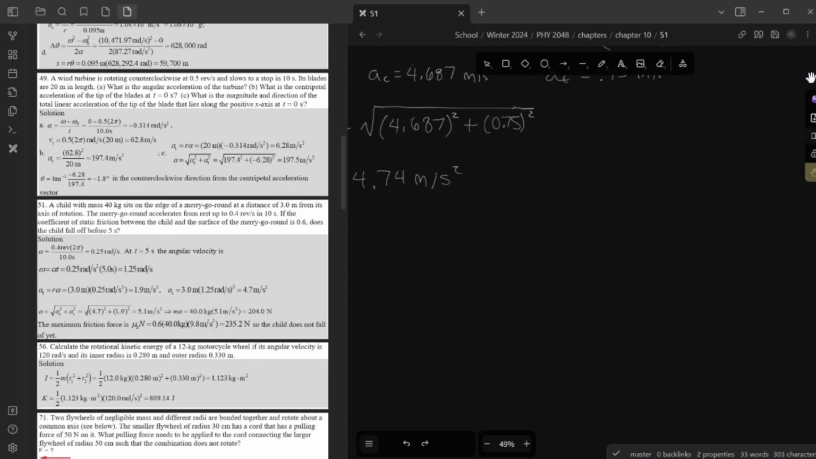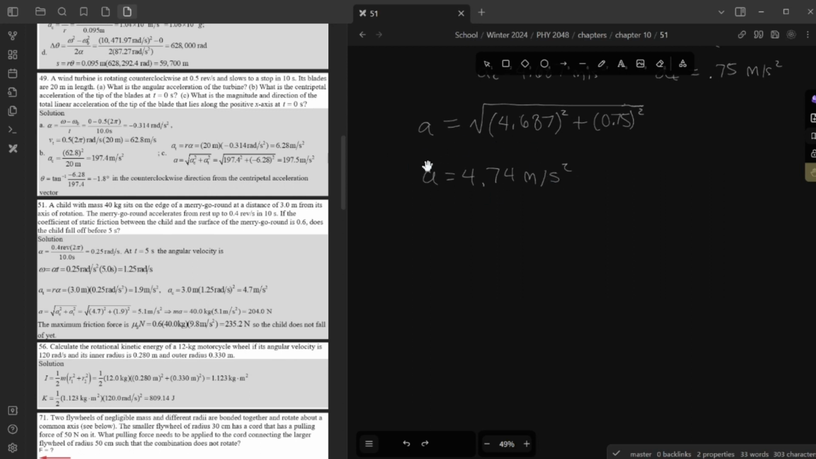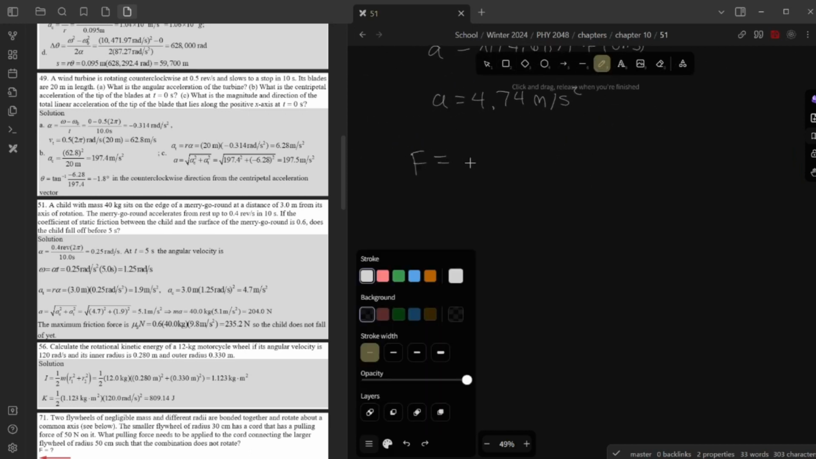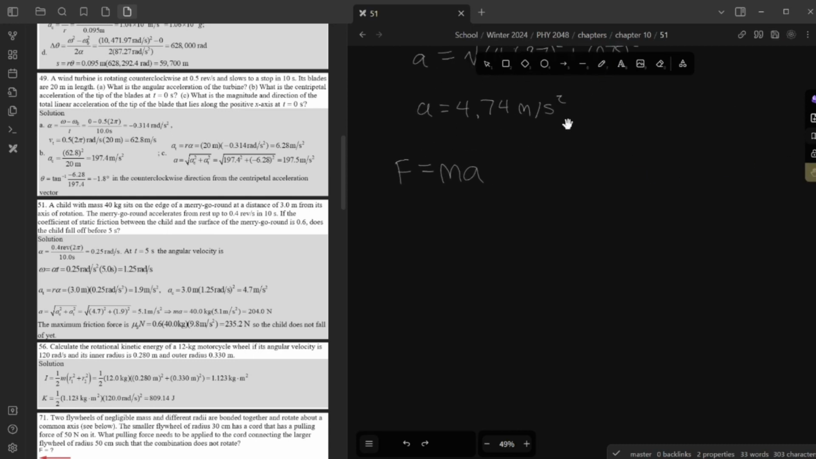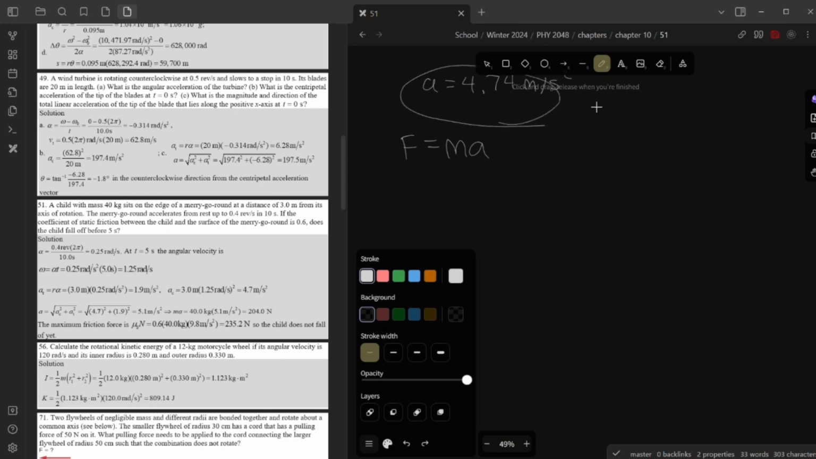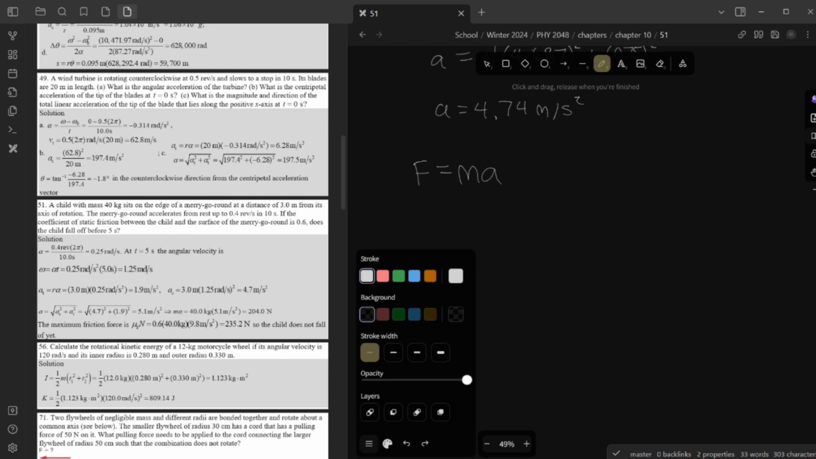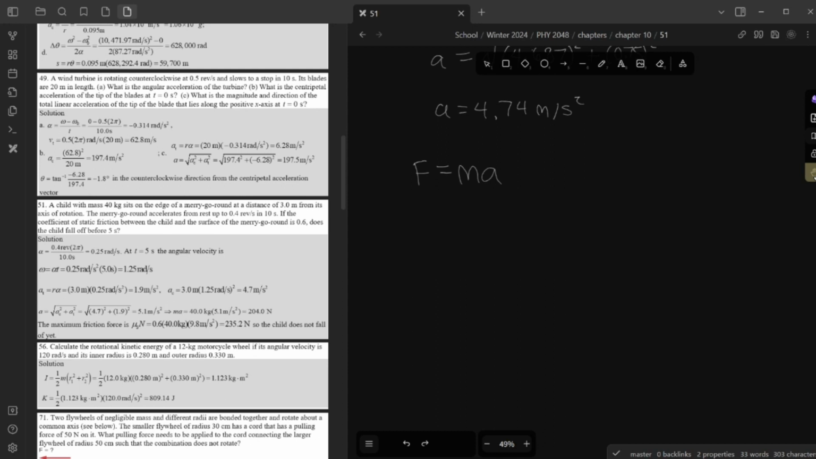Since this is your acceleration, you're going to apply this on a mass, and that way you can calculate the force. So remember, back from the beginning of time, we learned about F equals ma. This acceleration is describing an acceleration acting on the mass of the child. The mass of the child is 40 kilograms, and the acceleration is 4.74 meters per second squared. So we can find the force. You can think of this as the linear force, I guess. Kind of abstract. I guess it'd be the centrifugal force. That's what it'd be.